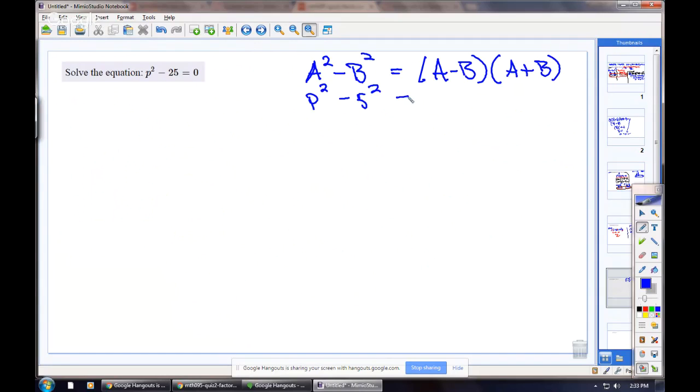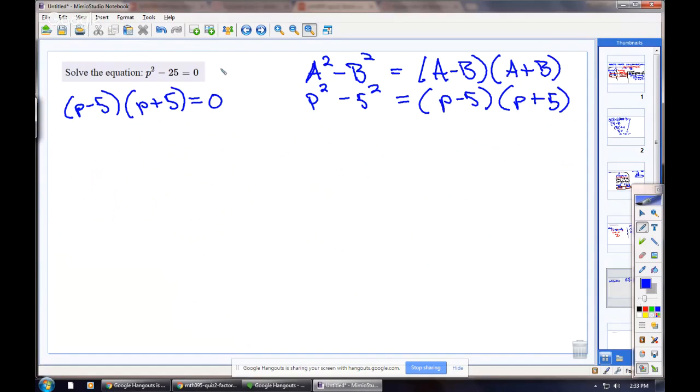So this must factor as P minus 5, there's my A and my B, P plus 5. All right, so now I believe that P minus 5 times P plus 5 equals 0. So zero product property, I got it right that time. We got our 0, we have to get our product. Got it. Once you get the product, you split it.